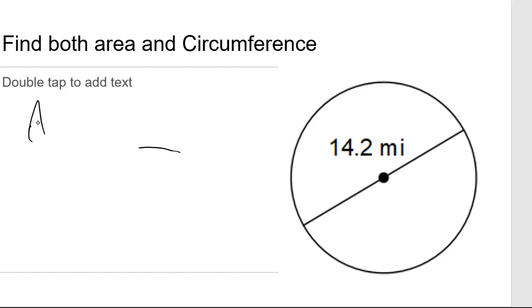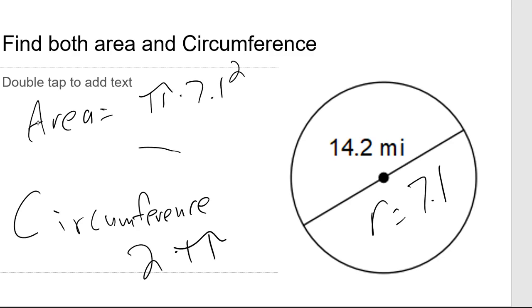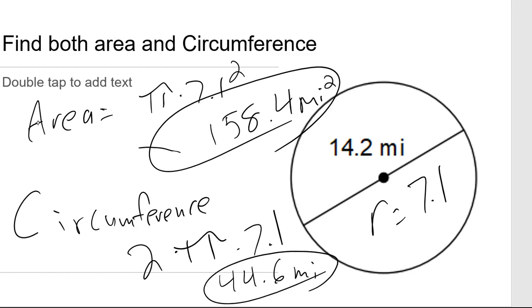So in this problem, you found area and circumference. So in this problem, radius is 7.1, so we're going to do pi times 7.1 squared. Here we're going to do 2 times pi times 7.1. So on my calculator, pi times 7.1 squared, the top one's going to give me 158.4. Bottom one's going to be 2 times pi times 7.1, which is 44.6. This one's miles squared.